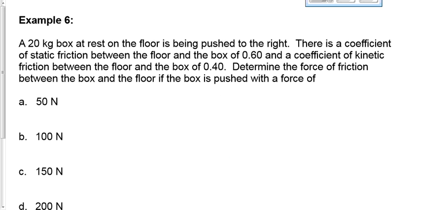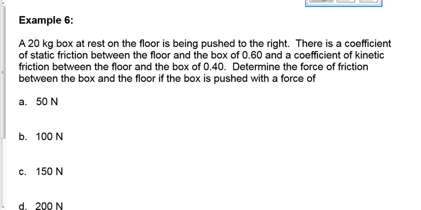Okay, let's have a look at example number 6. A couple examples I want to do, but this is the biggest one for sure. A 20 kilogram box at rest on the floor is being pushed to the right. There's a coefficient of static friction between the floor and the box of 0.6 and kinetic friction between the floor and the box of 0.4. Static friction coefficient bigger than kinetic friction, right? Determine the force of friction between the box and the floor if it's pushed with the force of whatever.